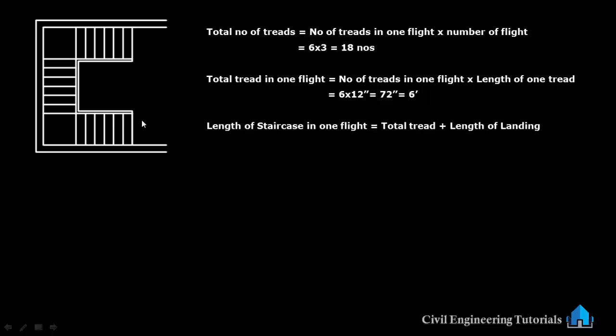So this is total tread 6 feet plus length of landing 3 feet and 6 inch. So total tread we have calculated 6 feet. Here to here 6 feet plus landing 3 feet and 6 inch. Length of landing. So 6 feet total tread in one flight we have calculated, plus length of landing we have 3 feet and 6 inch.